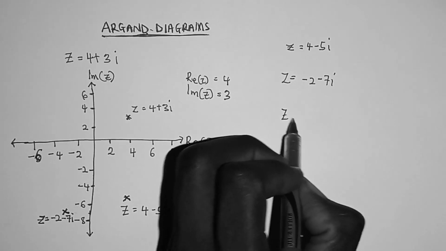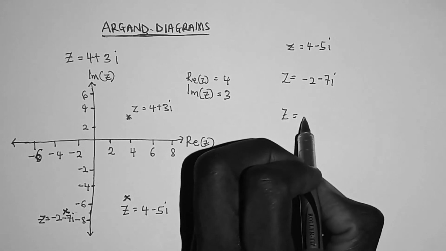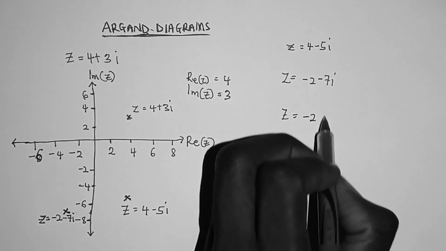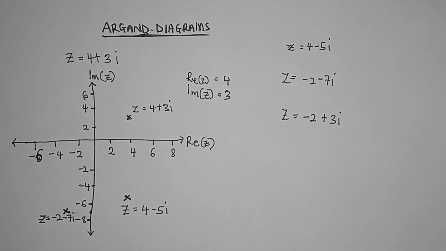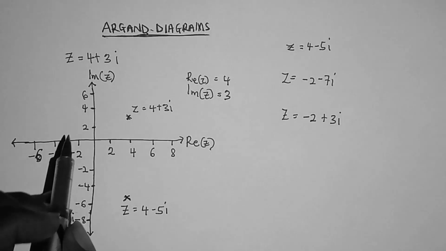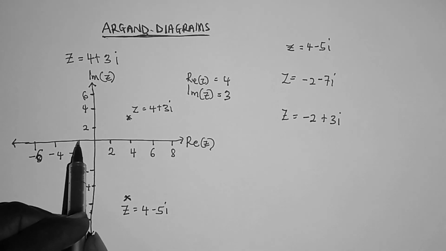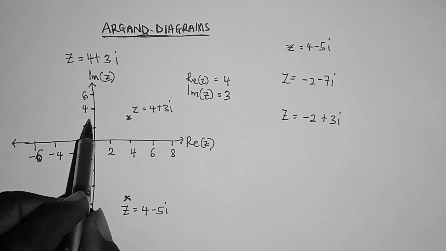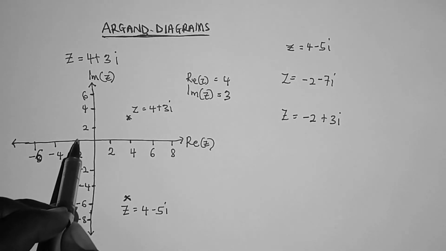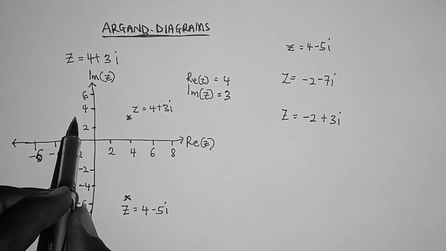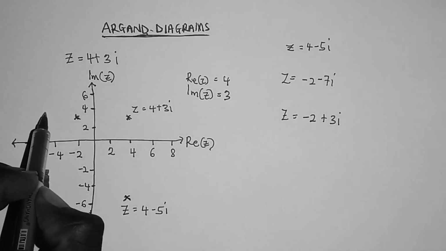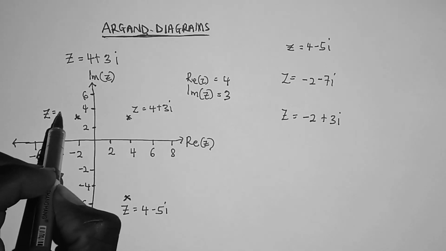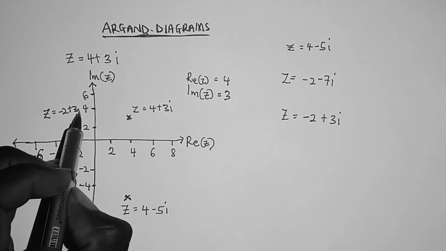What if z is equal to minus 2 plus 3i? Where will this be on an Argand diagram? So minus 2 on the real axis, and 3i, that is 3 on the imaginary axis. So minus 2 is somewhere here, and 3 is over there. So the point will be somewhere here. So this is the point z equals minus 2 plus 3i.